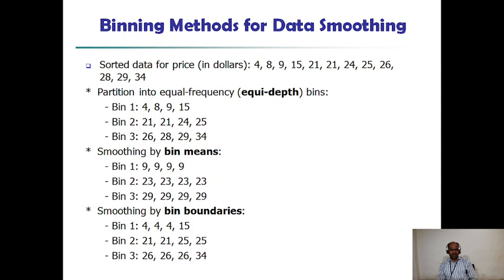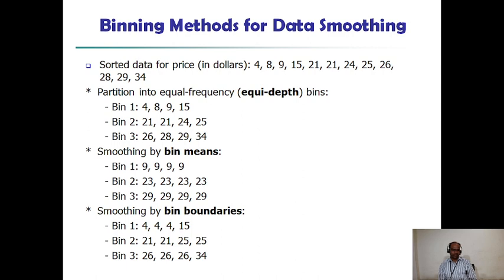So this is what the binning method looks like. We have some data in terms of dollars, that is 4, 8, 9 up to 34. We have different values. So in binning, what we will do is we will divide this data into equal bins. For example, in bin 1 we have 4, 8, 9, 15. In bin 2 we have 21, 21, 24, 25. In bin 3 we have 26, 28, 29, 34. So in this way we partitioned into equal parts.